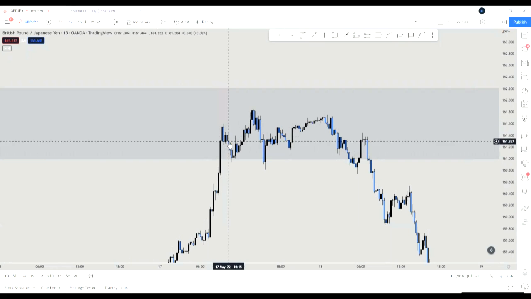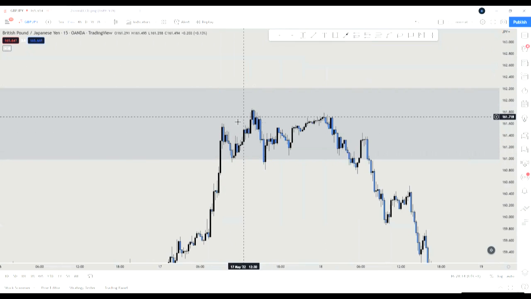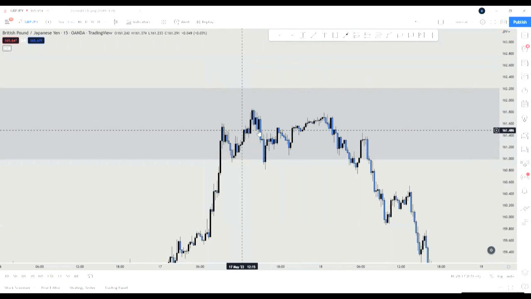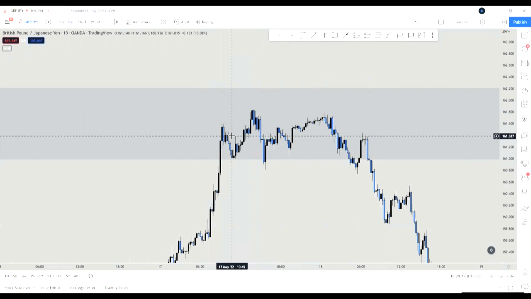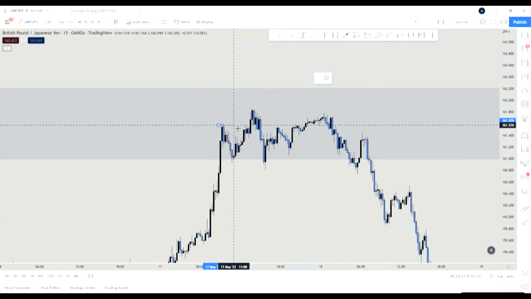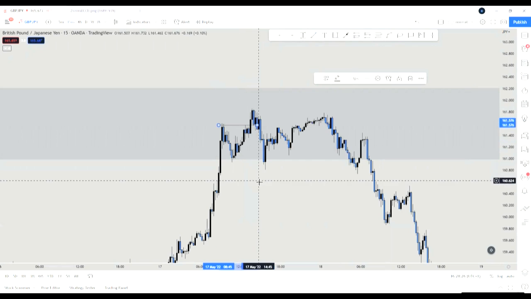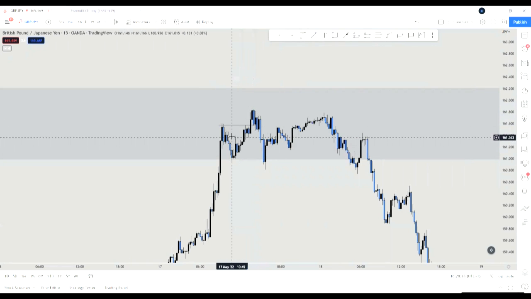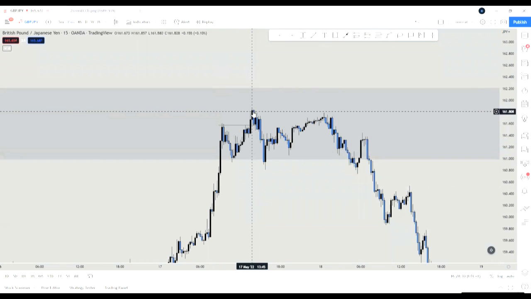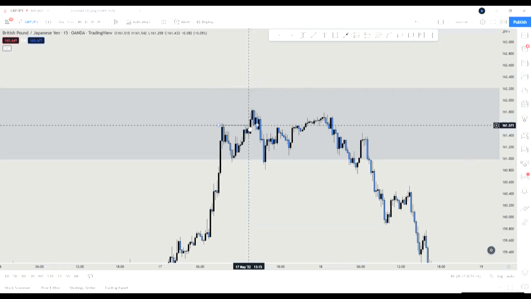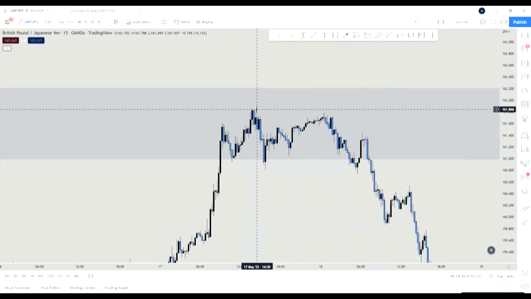You could have still shorted this here. This would be a valid entry point, but it will eventually get stopped out at break even because of our rules. But what you see here is price taking out these highs and coming deeper into the zone, into a very sweet spot range that we like to look for. Price comes into that and we see some potential entry opportunities.